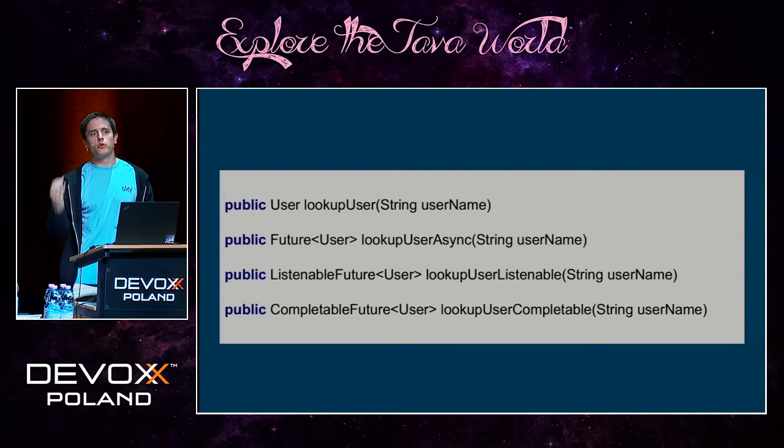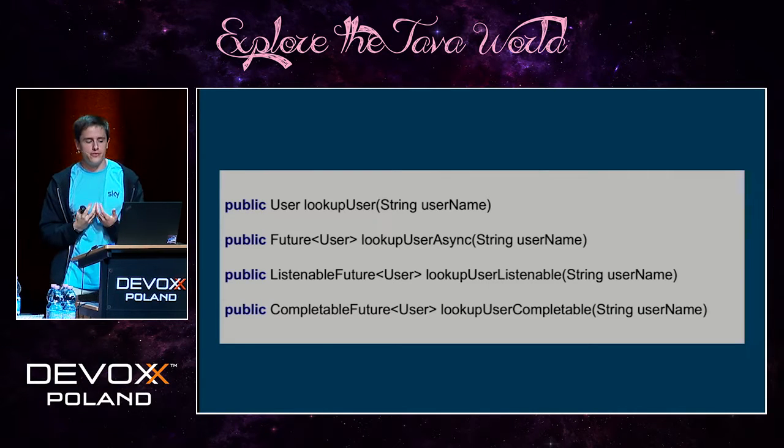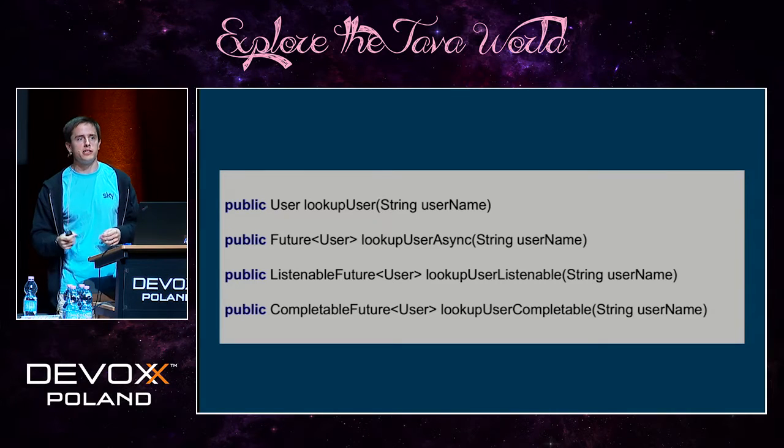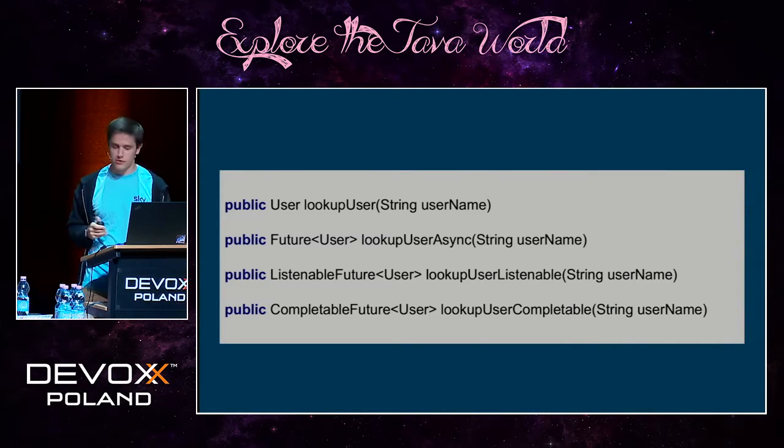Or we could move to Guava, which are Google's libraries for Java. And we could get a listenable future back. And then finally, we'll have a look at new in Java 8. In my opinion, the best thing in Java 8 rather than Lambdas is the CompletableFuture.